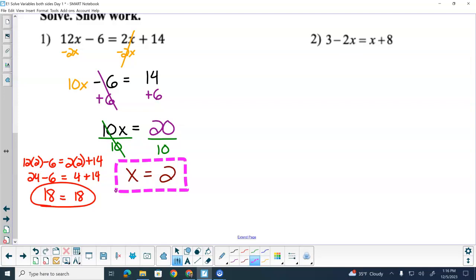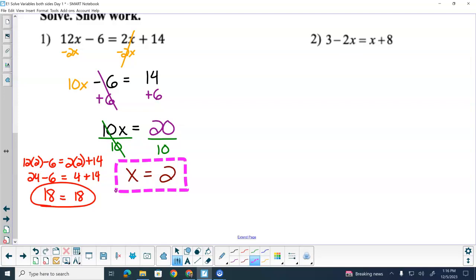Number 2. You tell me what we should do first. There are 4 options that you could do first. What was that? Add 2? That's not one of the options. Adding 2 will do nothing for us. We got? Subtracting an x from both sides. That's one option. What's another option? You got 3 more to choose from.